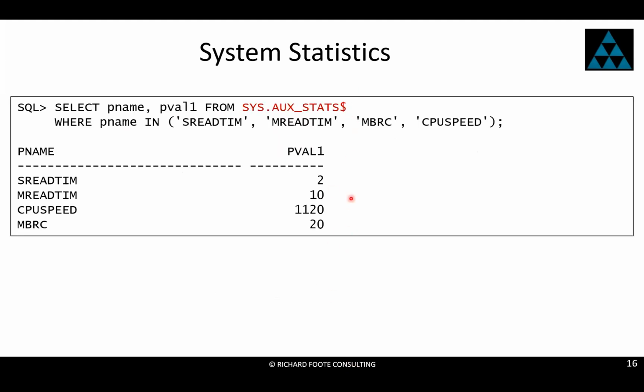In my particular example, I have used workload stats, and I've got an SREADTIM, my single block read time, of 2 milliseconds. My multi-block read time, the time it takes for Oracle to read multiple blocks at a time on average, is 10 milliseconds. My CPU speed is approximately 1,120 instructions per second. And the size on average in my database for a multi-block read, meaning how many blocks I read every time I do a multi-block read, is 20.